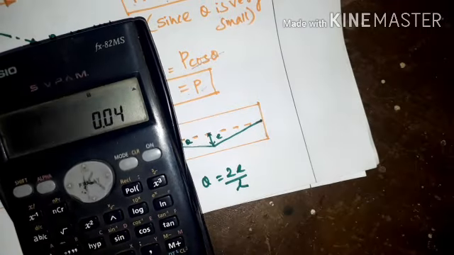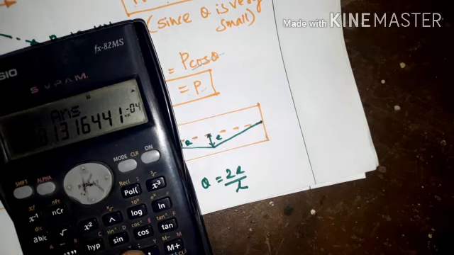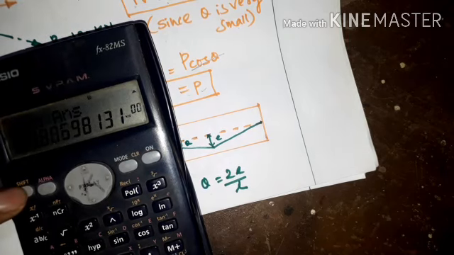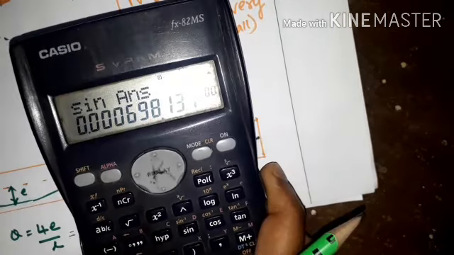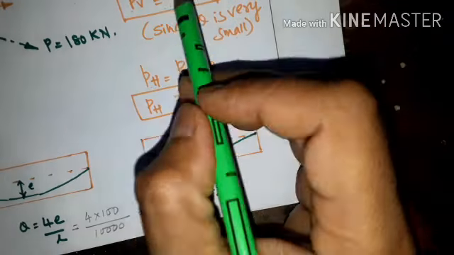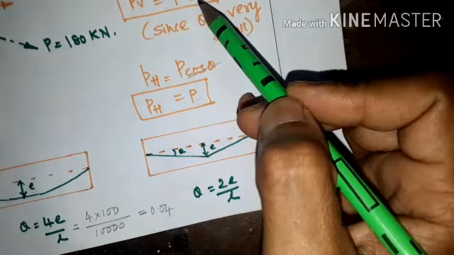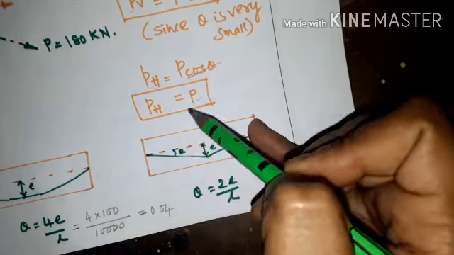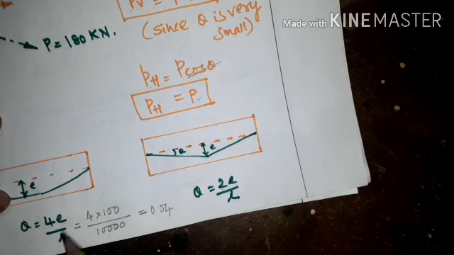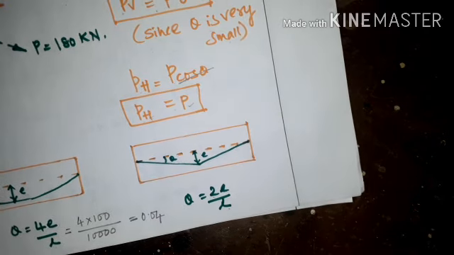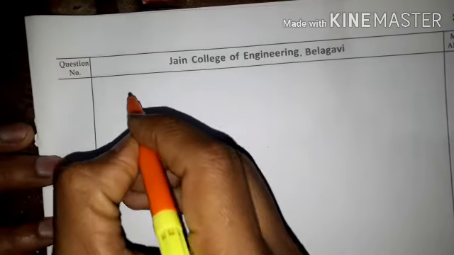If I again take the sine, we get a very small answer, 0.00069. That's why we are ignoring sine and cos, and considering only P theta in the vertical, and in the horizontal PH is equal to P. If the cable profile is sloped, we have to take 2E by L, and 4E by L if it is parabolic. Okay, understood. Now we will go for the solution. First is the shear stress.